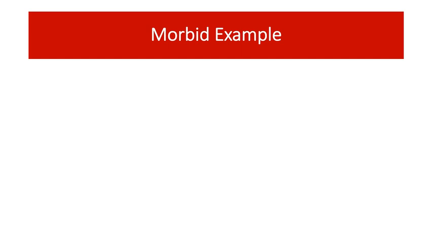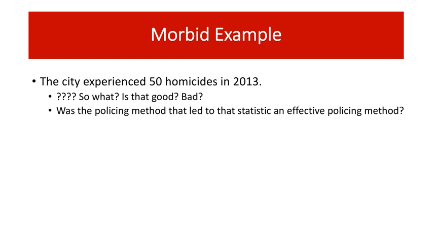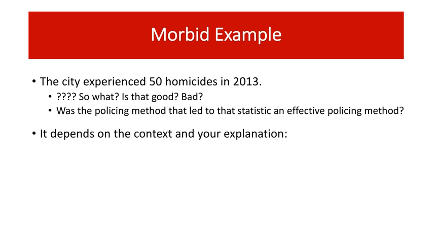And I'll give you a morbid example here. So let's say a city experienced 50 homicides in the year 2013. You, as a reader, without any information, would be like, okay, is that good? Is that bad? Was the policing method that was used that led to this statistic, was it effective? Was it ineffective? What are you trying to show? And it depends on the context and your explanation to the reader of what it means.